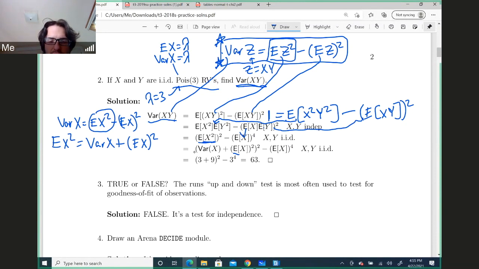So, any questions on how we got to this line that I'm underlining right now?